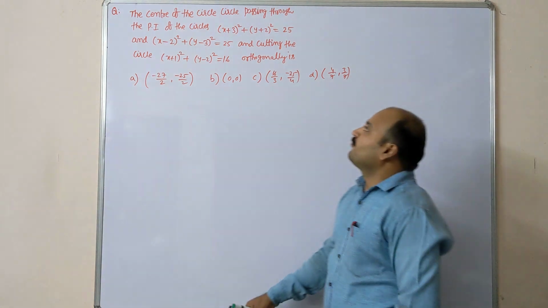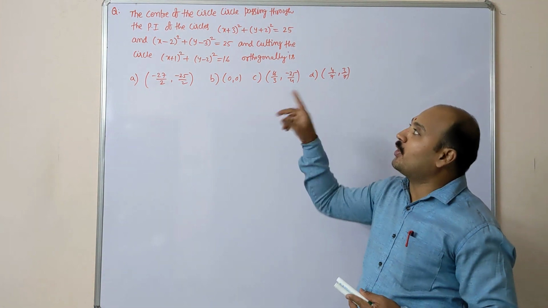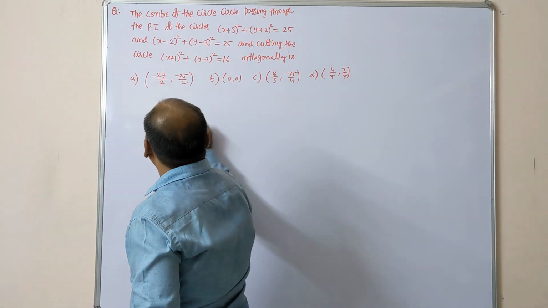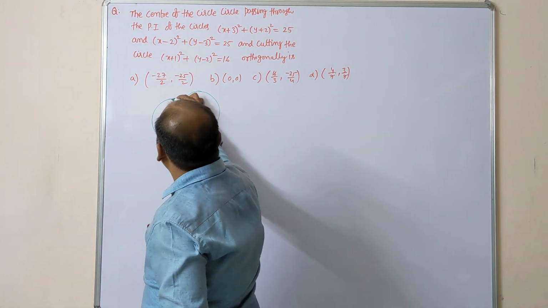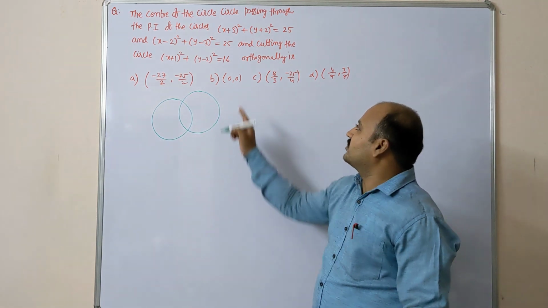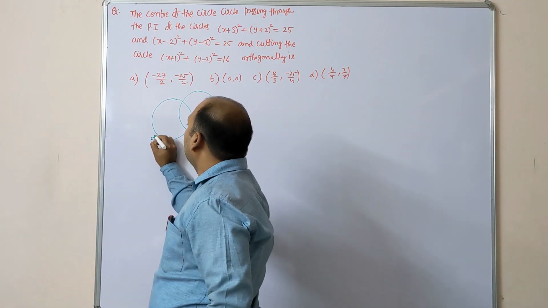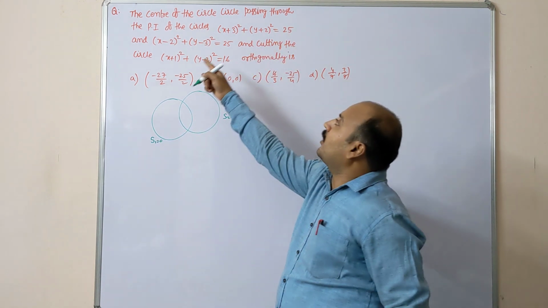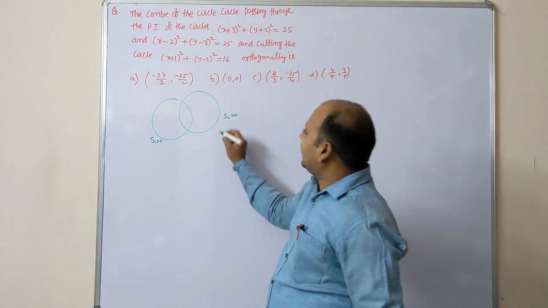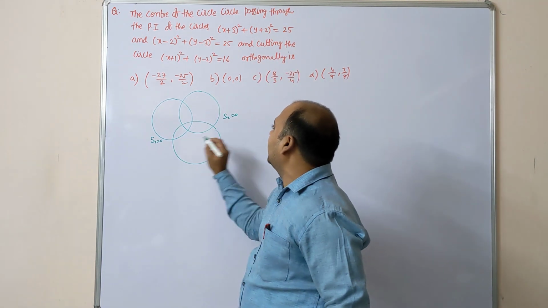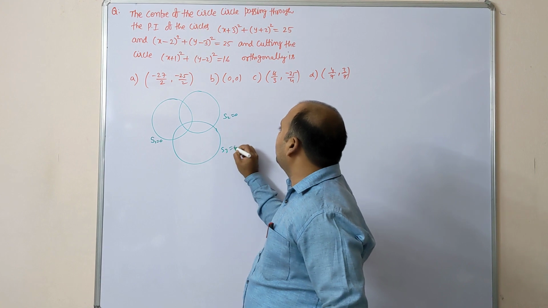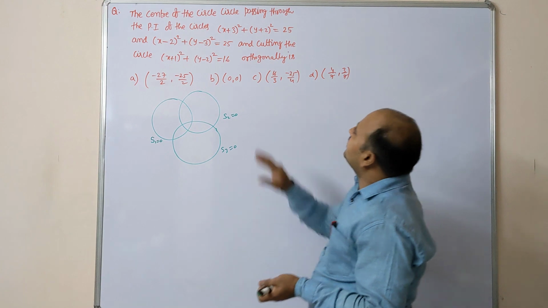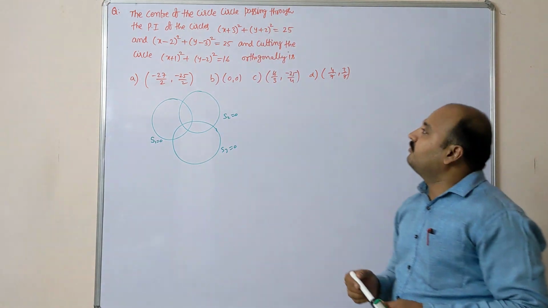The next question: the center of the circle passing through the point of intersection of these two circles, dear students. So the point of intersection of circles means this one. First circle S1, second circle S2. It passes through the point of intersection of the circles and cuts another circle S3 equal to 0 orthogonally. You remember that first we need to do the expansion of these circles.